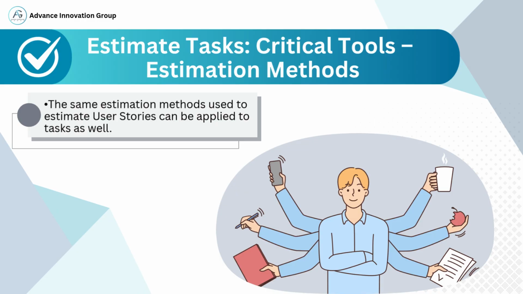The purpose of applying these estimation methods at the task level is to break down the user stories into smaller work units and accurately assign effort values to each. This makes the planning more realistic and manageable. Importantly, the Scrum team adapts the selected method to suit the complexity of the tasks and the team's experience level, ensuring the estimates remain practical and achievable.